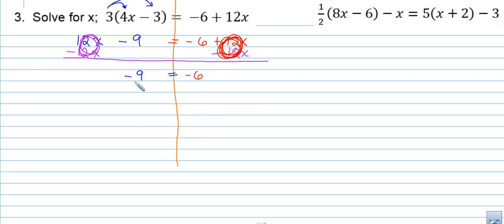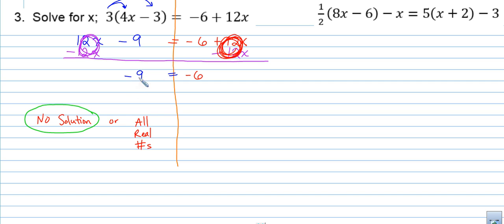And then you'll notice it says negative 9 equals negative 6. There are no letters anymore. Whenever the letters go away, you have one of two options. It could be no solution, or it could be all real numbers. Okay? So, the way you tell is this: is this a true statement? Negative 9 equals negative 6. No, that is not true, so then it's no solution.